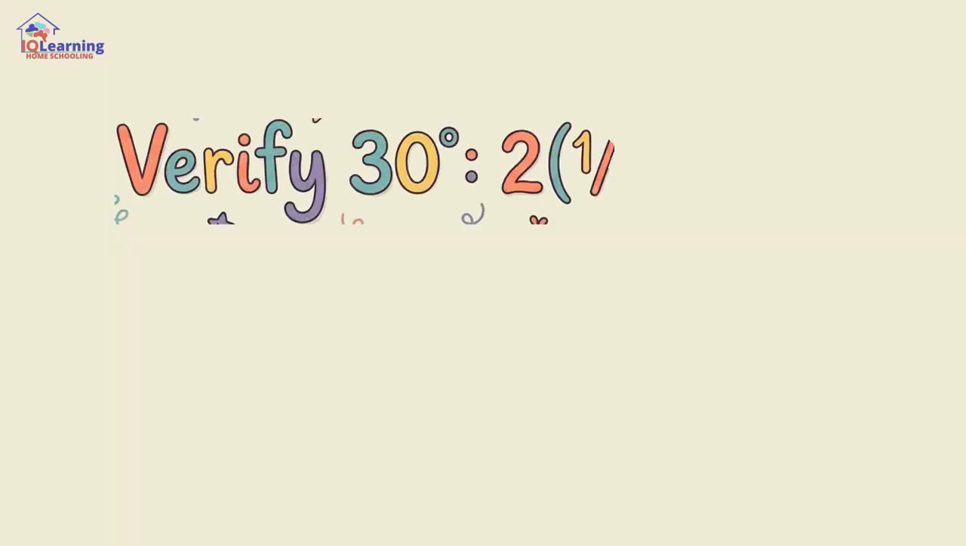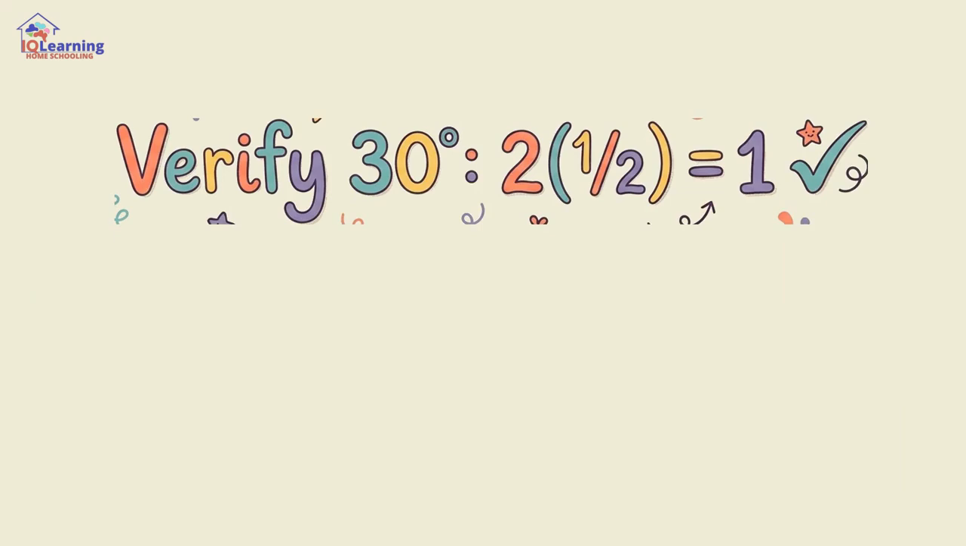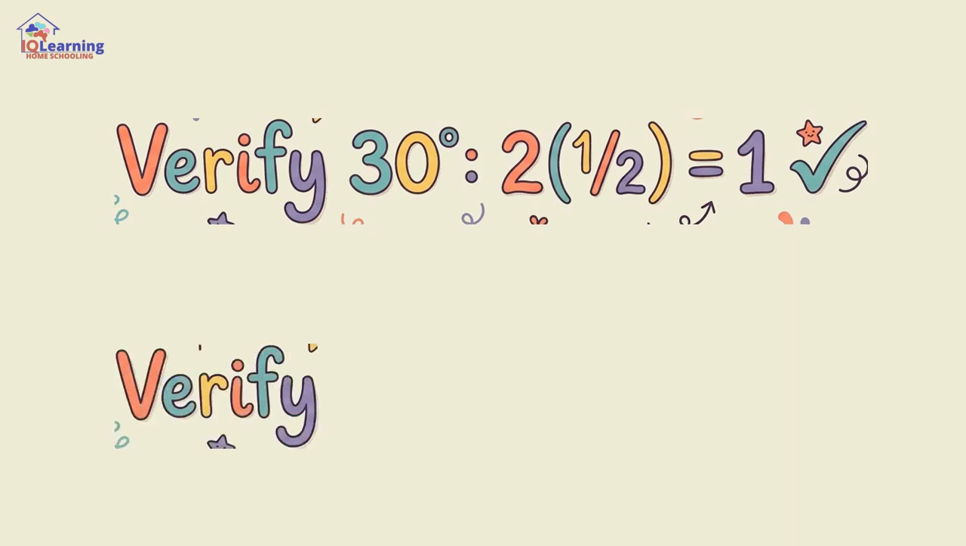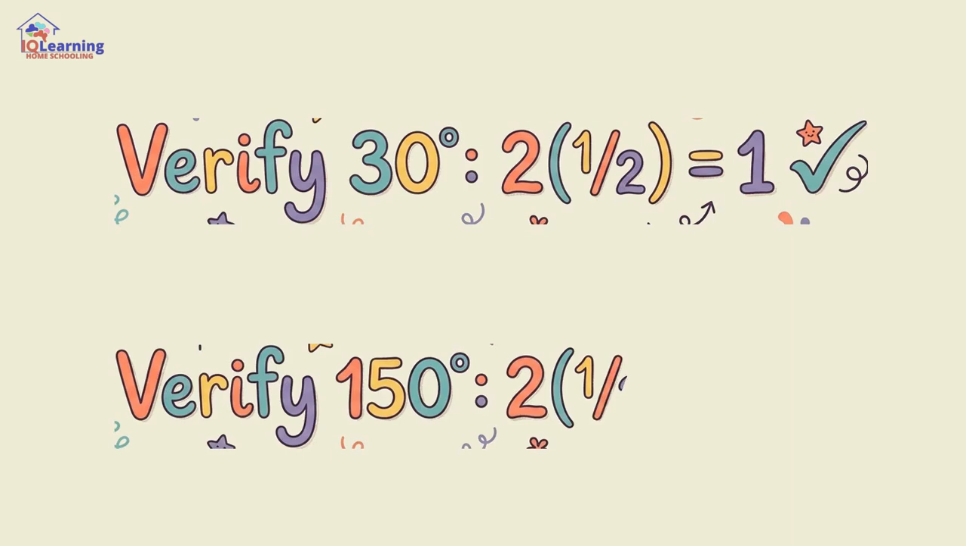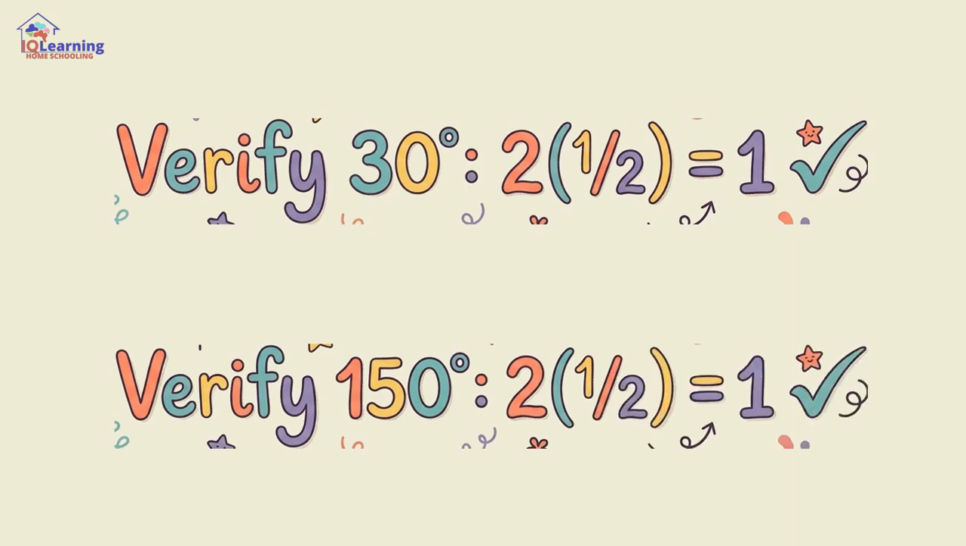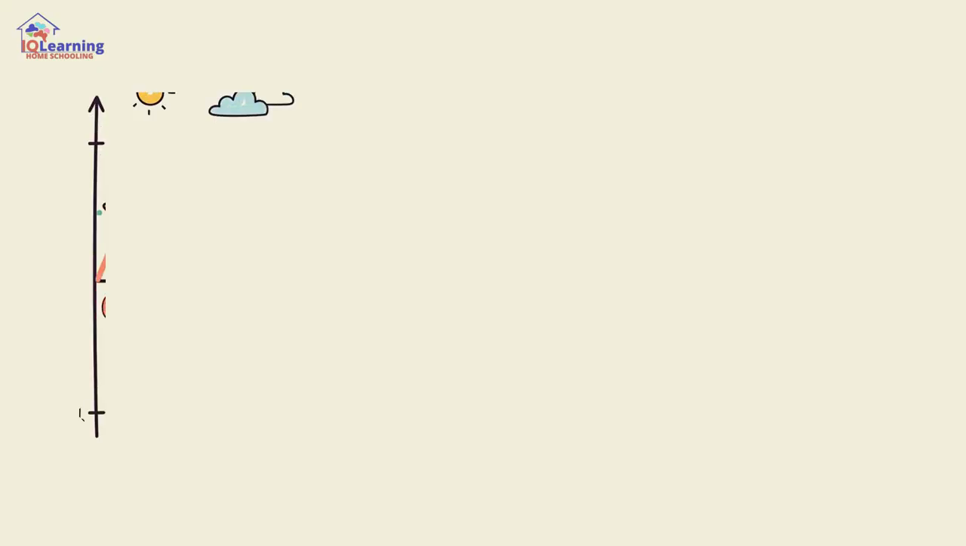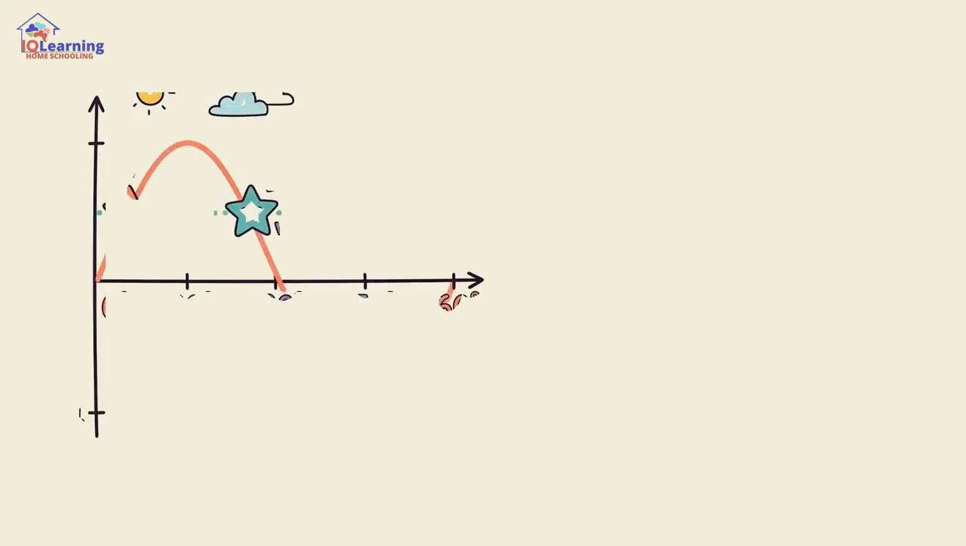Now let's quickly verify them. For 30 degrees, sine of 30 degrees is 1/2, and 2 times 1/2 equals 1. That works. For 150 degrees, the y-coordinate on the unit circle is also 1/2. So 2 times 1/2 again equals 1. That works too.